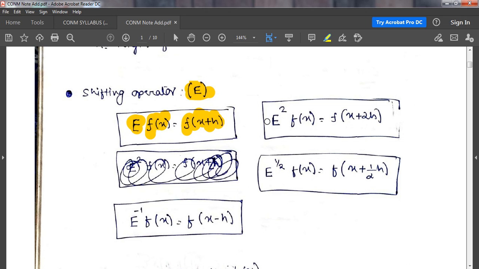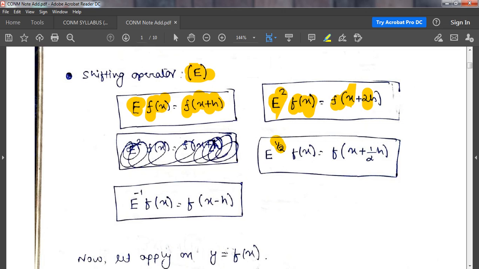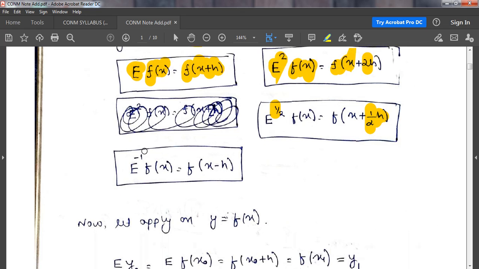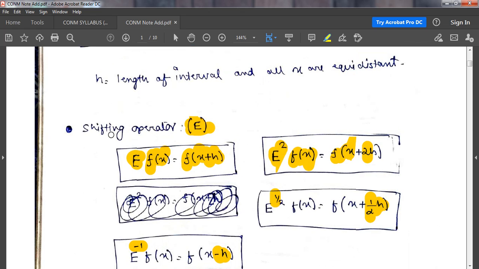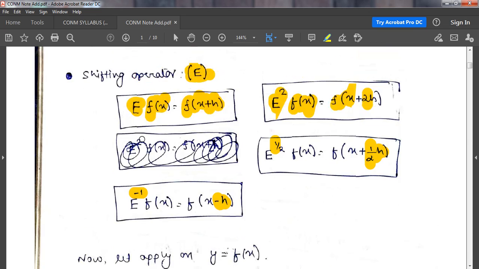Now if I apply my shifting operator squared, E squared, on f of x, then it is shifted by 2 times h. Similarly, if I apply E to the power half on f of x, then it is shifted by h by 2. If I apply minus 1, it is shifted by minus h. So that is how the shifting operator works. Whenever you apply the shifting operator on the function, it is shifted by the equal interval, depending upon whether it is 1, 2, half, or minus half.